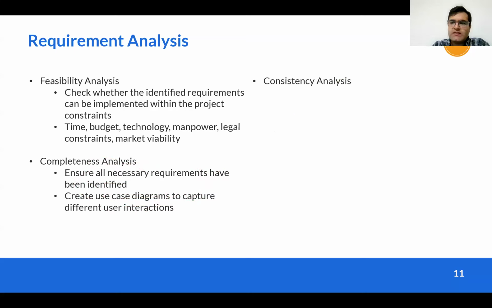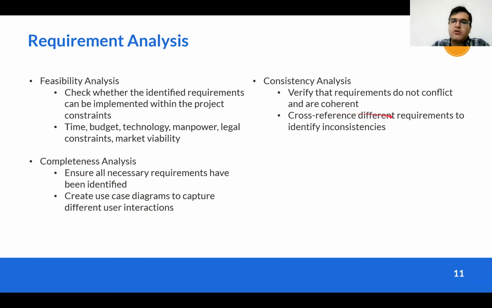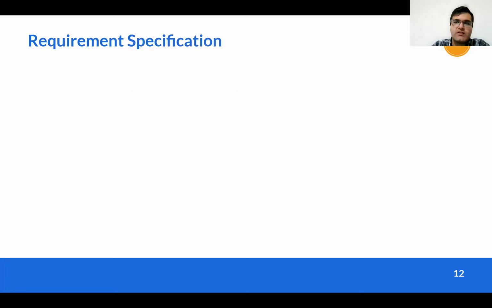Then you have a consistency analysis where you verify that your requirements don't conflict with one another, and everything is coherent. You look at all the different requirements that you've collected and identify inconsistencies. This can also be done in conjunction with the completeness analysis, where you use use case diagrams, right? To see if there are any conflicts. And then finally you have requirement specification. Okay, understand the audience.